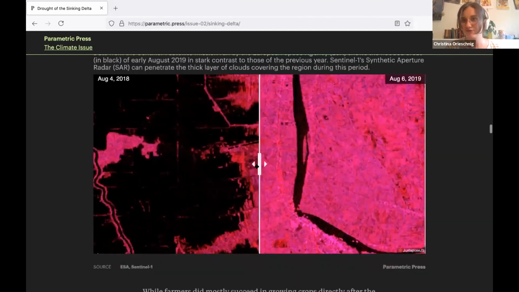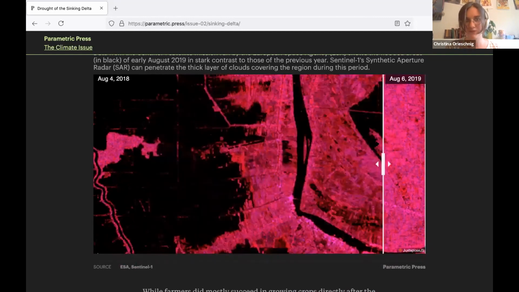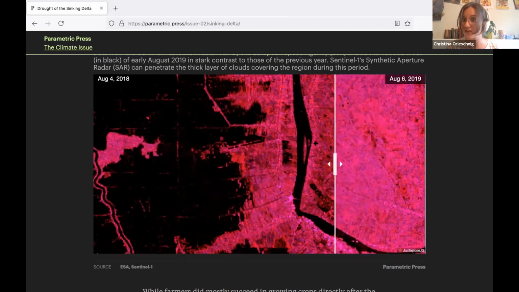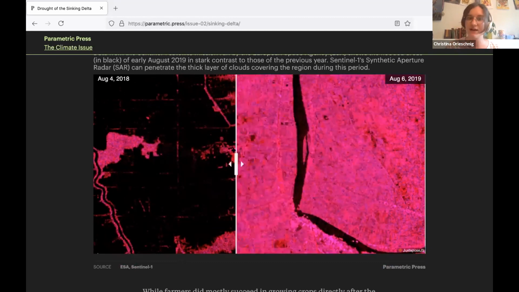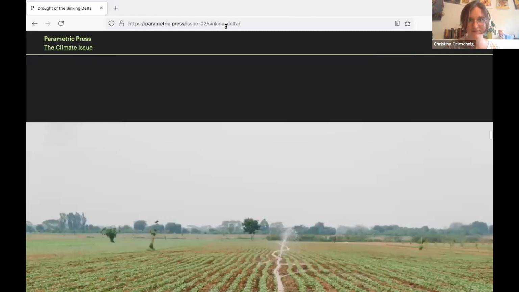This is like a radar illustration showing the difference in floods, for example, between August 2018, when there was a very large flood, and the year after that, when basically the same day, it was completely dry, which is a fairly big disaster for the local population. And okay, I'm going to put the link in the chat if anyone wants to have a look.